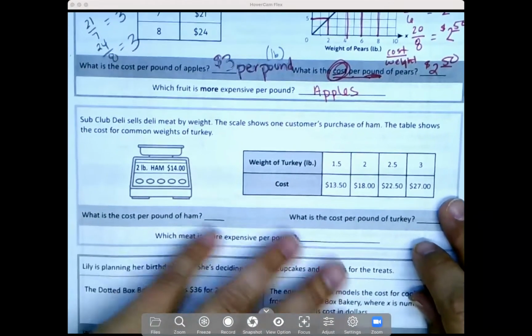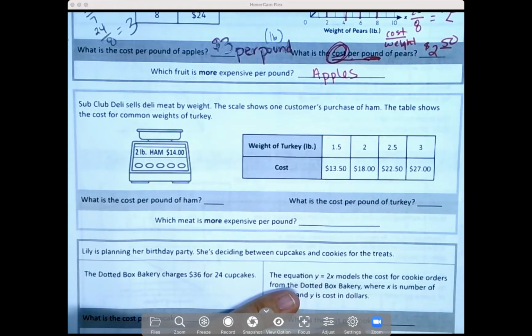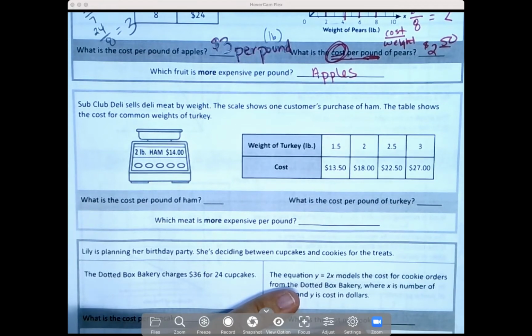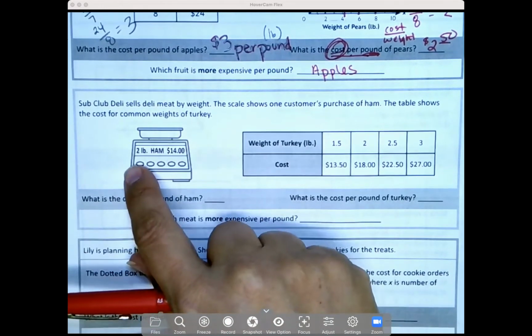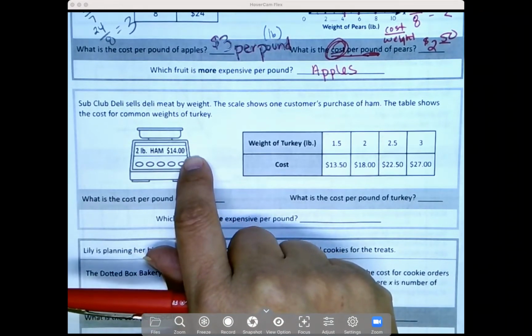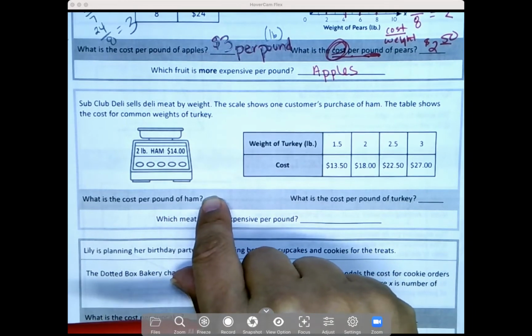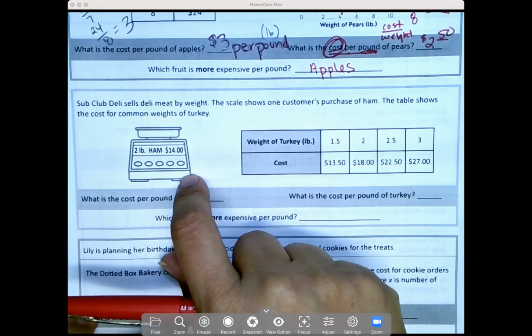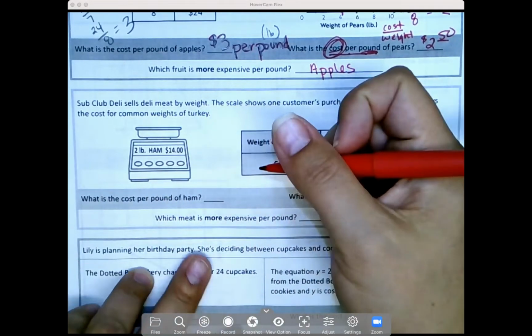And the next problem says Sam's Club Deli sells deli meat by weight. The scale shows one customer's purchase of ham. The table shows the cost for common weights of turkey. So this is a scale. 2 pounds of ham are $14. So what's the cost per pound of ham? Okay. A lot of them, when it's divided by 2, can just tell you. So that'll be $7 per pound of ham.